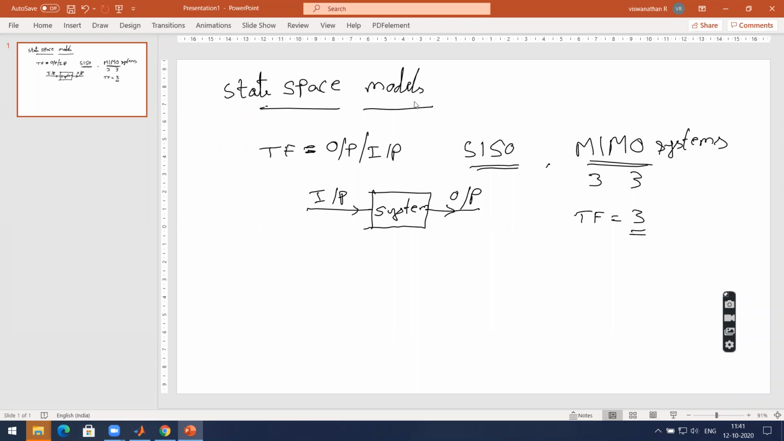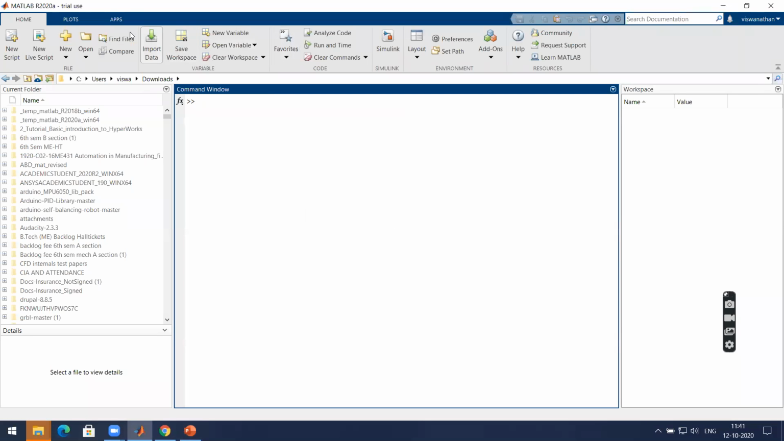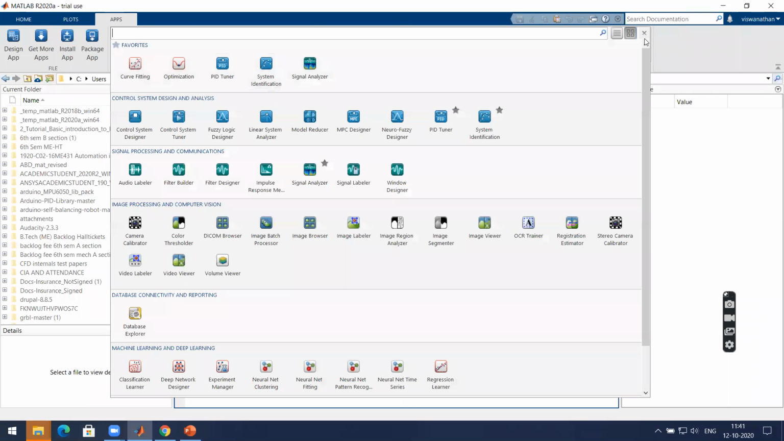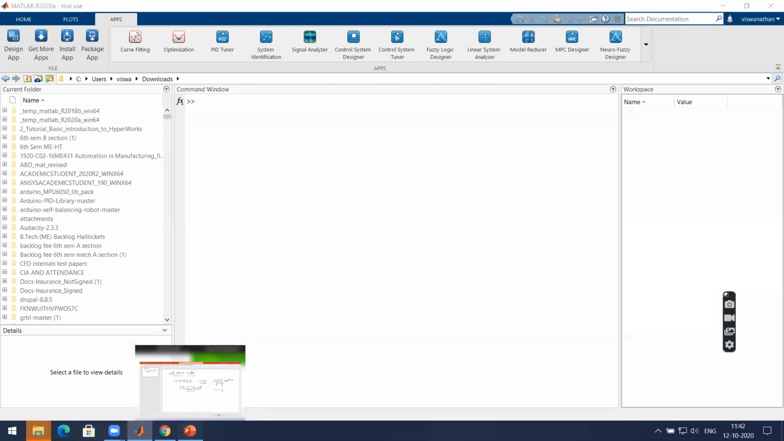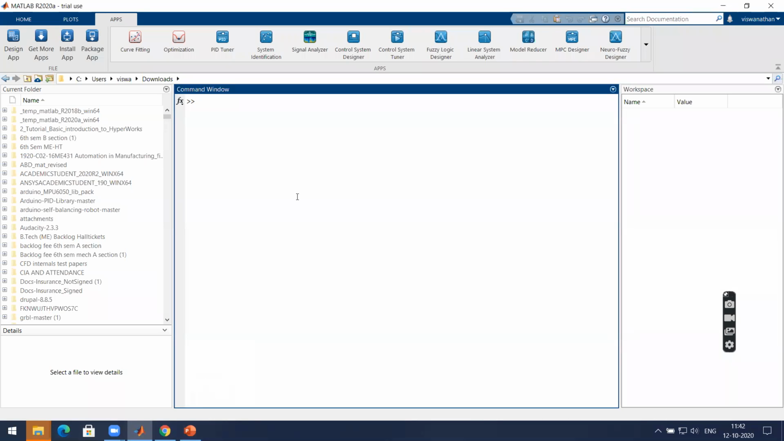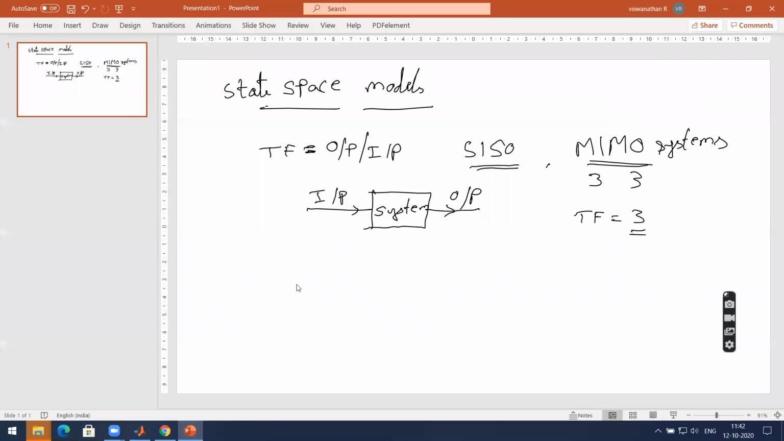Also, another use of state space models is, if you see the control system designer, let's wait for it to open.